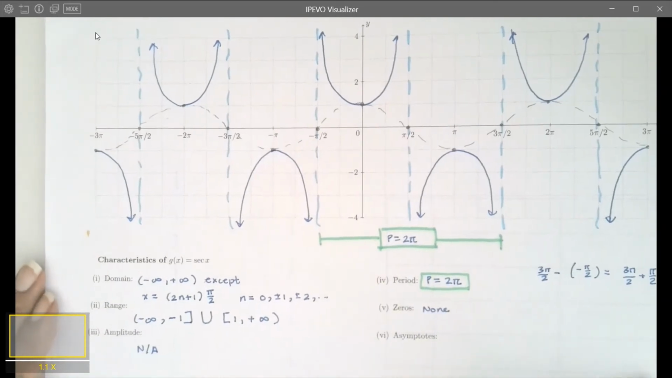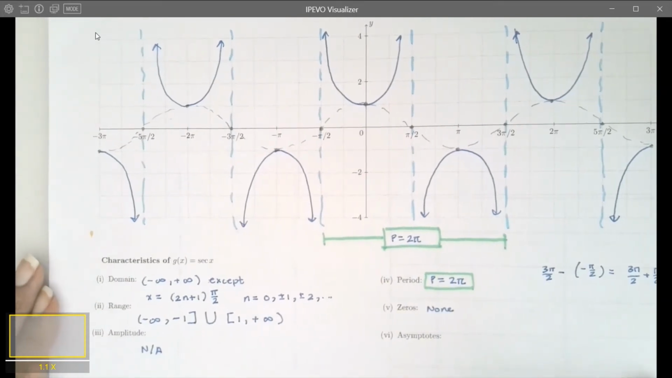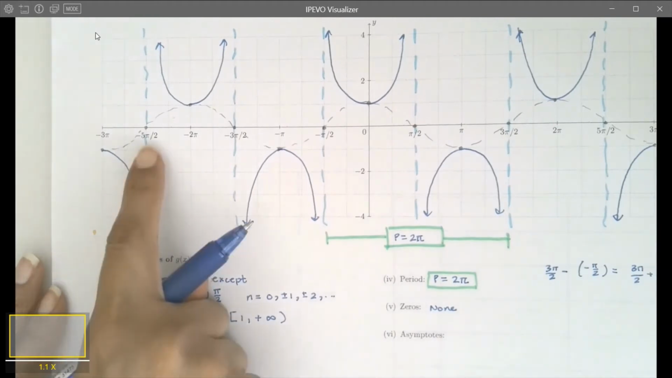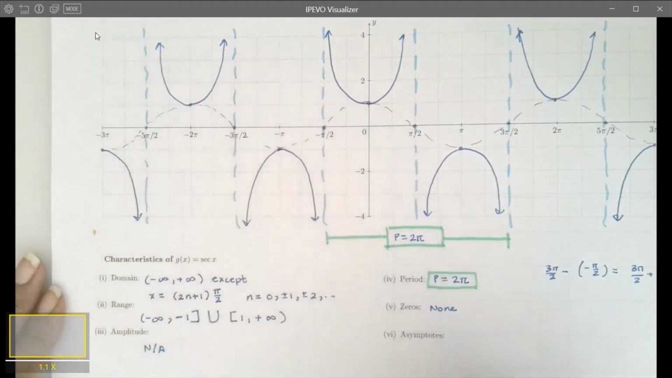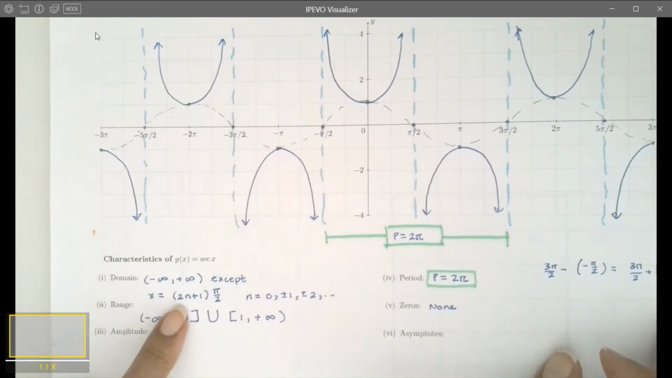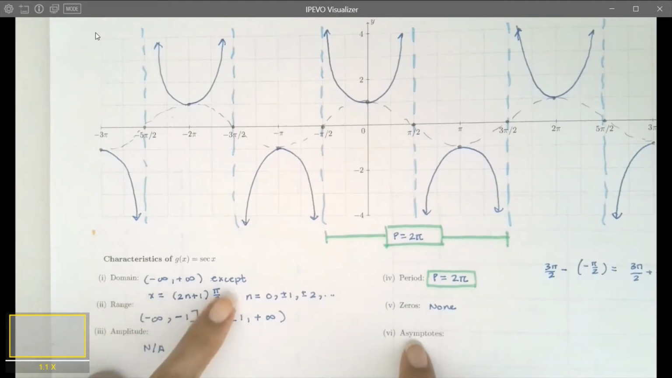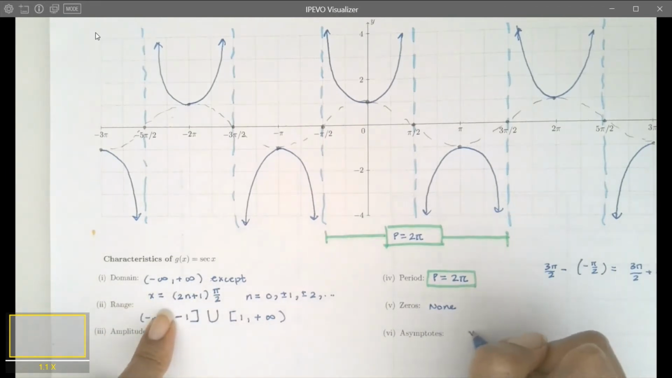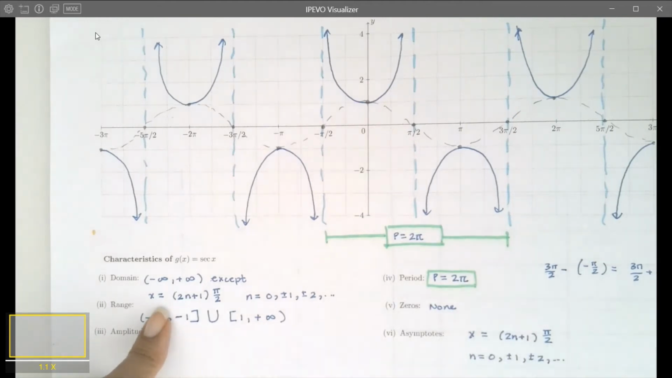And finally, where do we have asymptotes? Well, we have asymptotes at odd multiples of pi over 2, which is the same as the numbers that we excluded from the domain. So one way to find asymptotes is to always look at the domain and see what was excluded. We excluded the 2n plus 1 times pi over 2, where n could be 0, plus or minus 1, plus or minus 2, or any other integer.